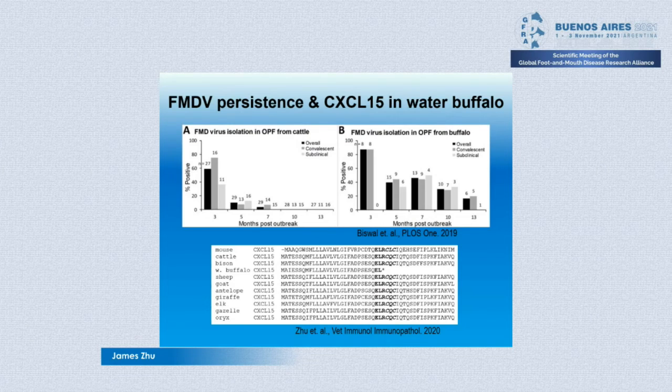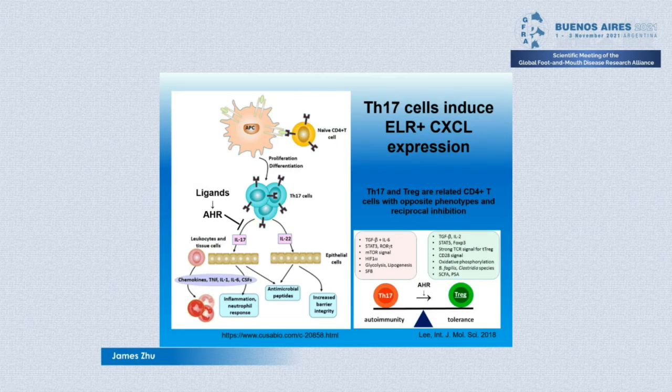Water buffaloes were more susceptible to FMD persistent infection than cattle in a study in India. Interestingly, CXCL15 gene is not functional in water buffalo due to an early start codon. The expression of ELR plus CXCL chemokines is known to be induced by IL-17 produced by Th17 cells.